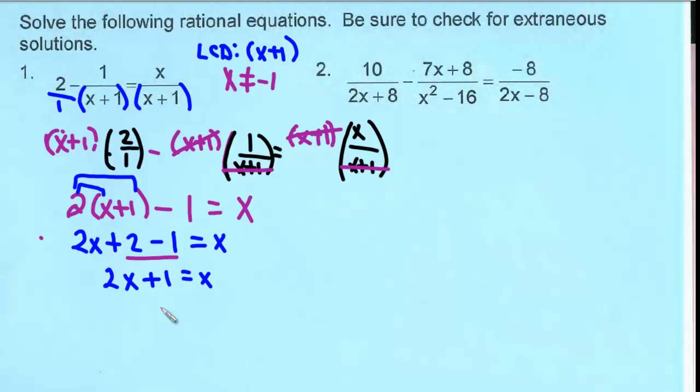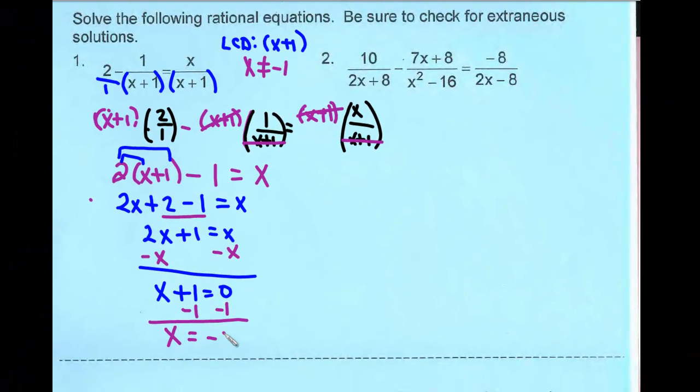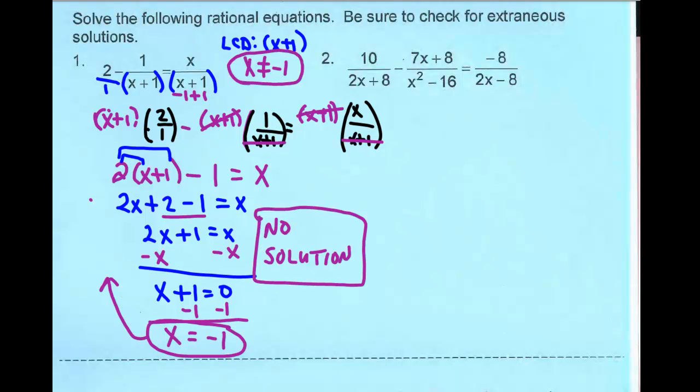Bringing our number terms to one side and our variables to the other, if I subtract x from both sides, we get x plus 1 is equal to 0, and then subtract 1. So x is equal to negative 1. Remember from the beginning of the problem, we cannot have x equal to negative 1, because when we do, we end up with 0 in the denominator, and that is undefined. So this is no solution.